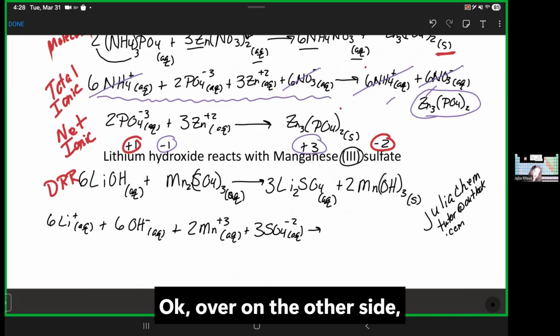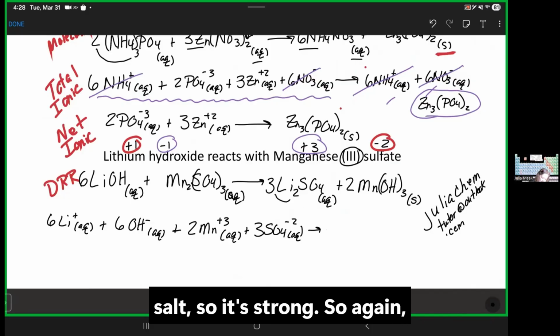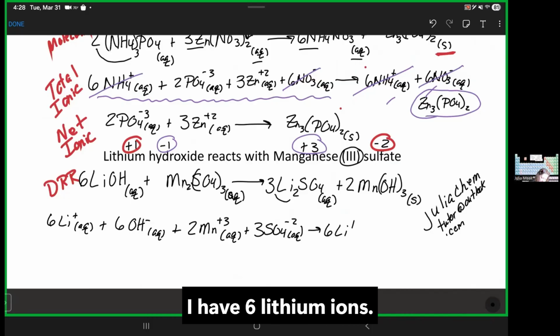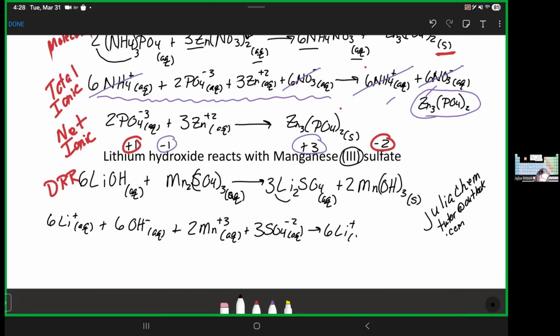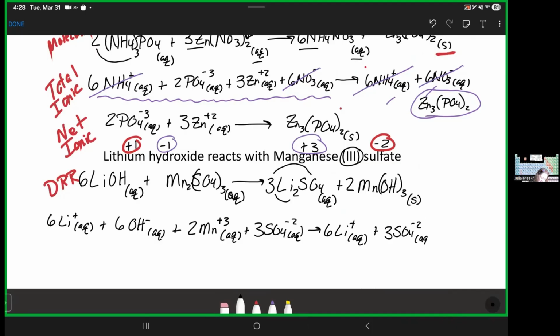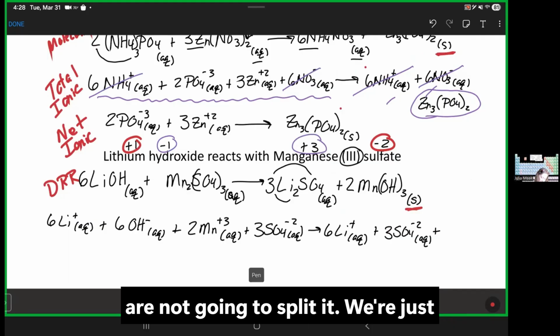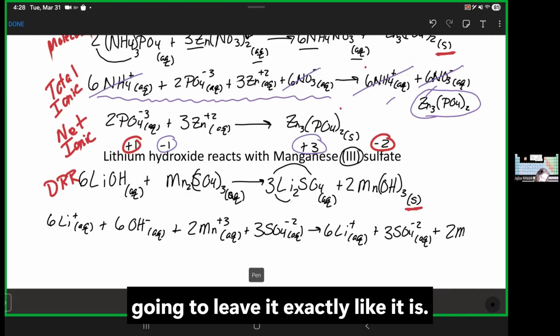Over on the other side, lithium sulfate is an aqueous salt, so it's strong. Again, I have 6 lithium ions and 3 sulfate ions. And manganese hydroxide is a solid. We are not going to split it. We're just going to leave it exactly like it is.